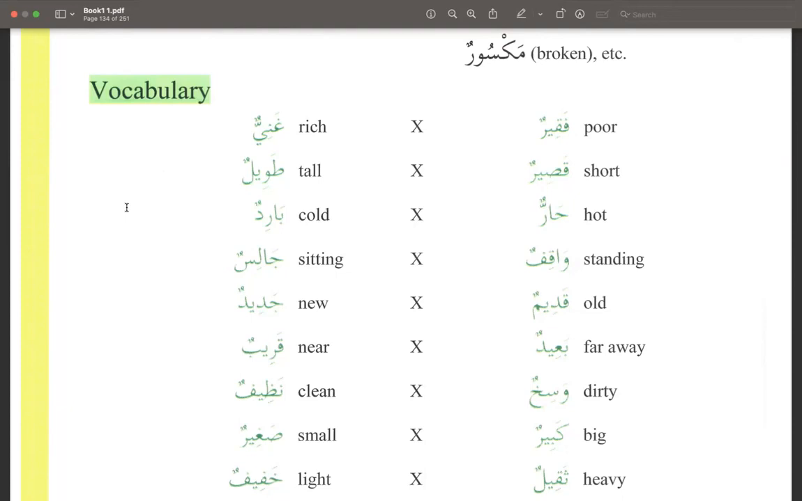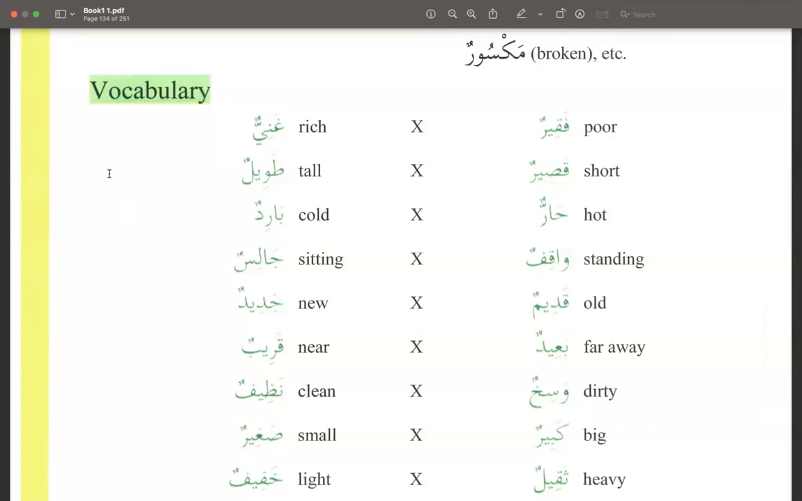Wait, so for adjectives, do we still keep the tanween even if we have the indefinite article? Yes, you still keep the tanween, Sister Shanza, you still keep it. But what the author is saying is that you're not going to translate the adjectives as A just because it has tanween. That's more for nouns, you say A.